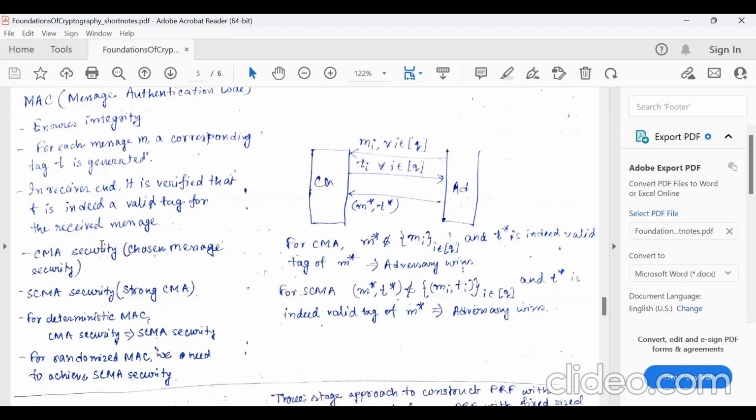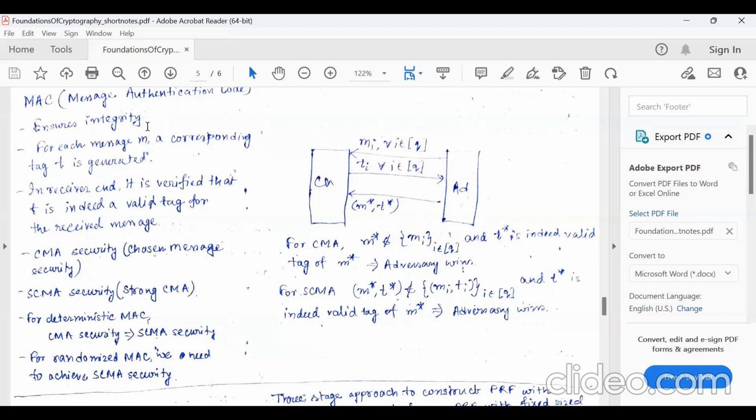So basically there will be keygen, tag generation and tag verify algorithm in a MAC, and for each message M, a corresponding tag T is generated, and that is in the sender end. So the sender will always send. So let's say your message is M, so it could be encrypted.